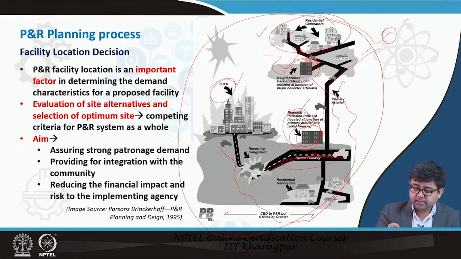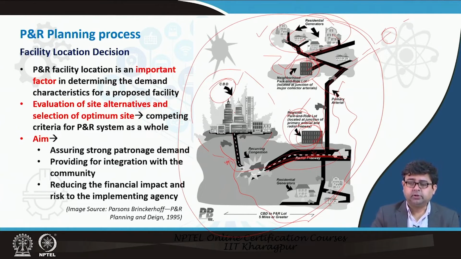Sometimes the other ones are perimeter park and ride lots right around your CBD area, where you come, you are still driving, but you come here, and then from this point onwards you take your public transportation. But if you see the periphery park and ride lots, you would see that you would have already driven the majority portion of your trip. So, they are not that effective in reducing congestion or in reducing emissions.